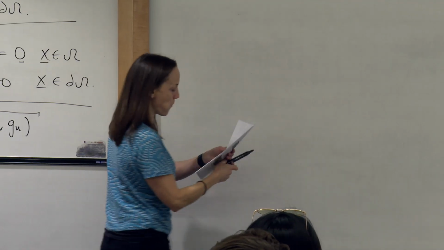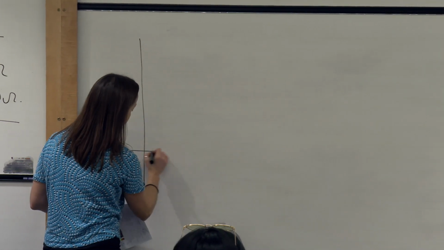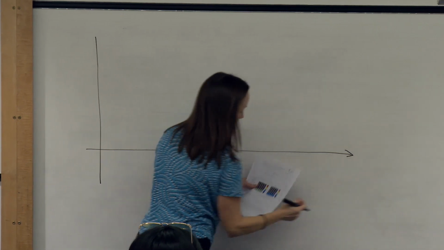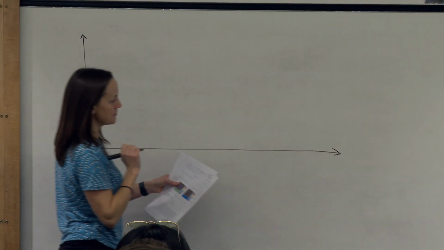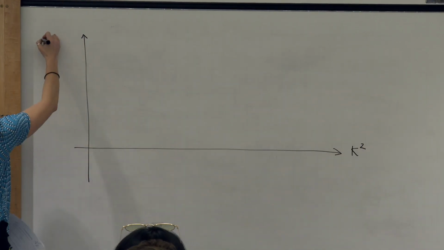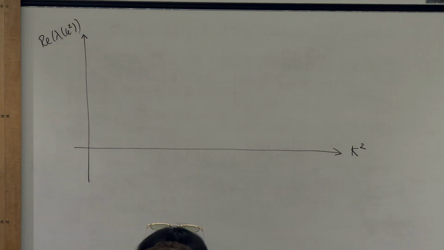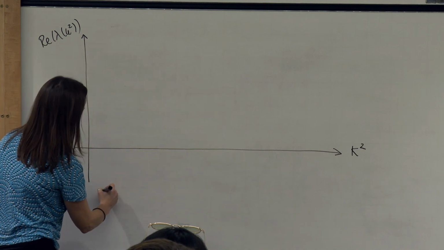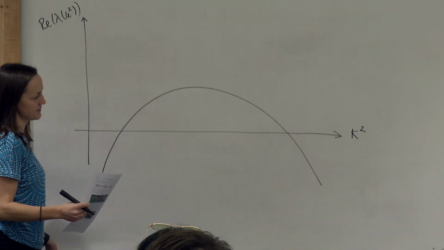Let's draw a domain here. This is going to be k squared, and this is going to be the real part of lambda of k squared. If you remember, that came from thinking about this quadratic h as a function of k squared. So let's imagine that our lambda plot looks something like this.